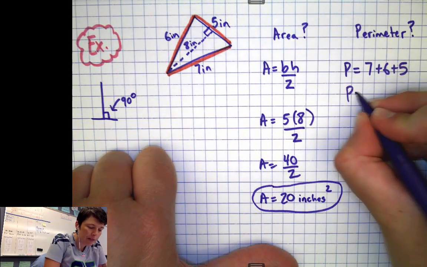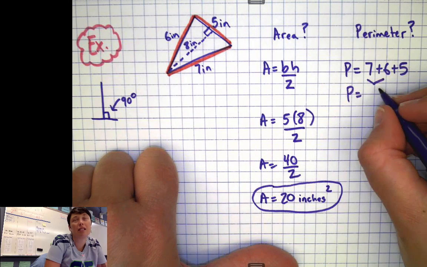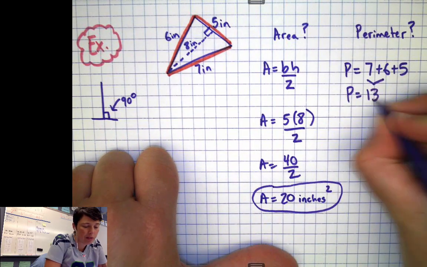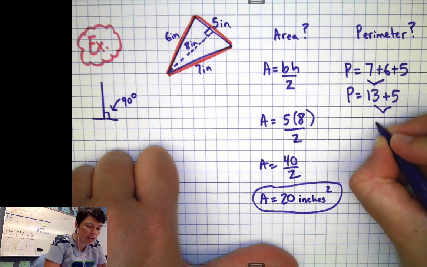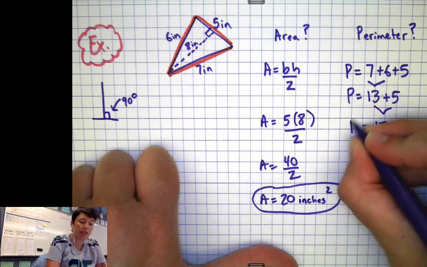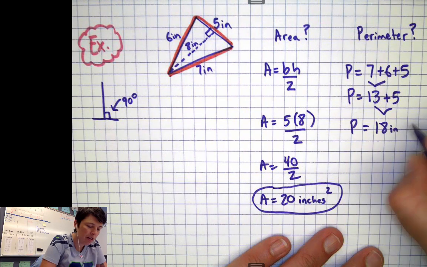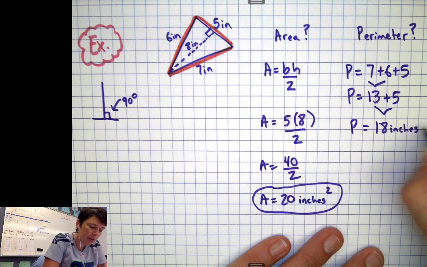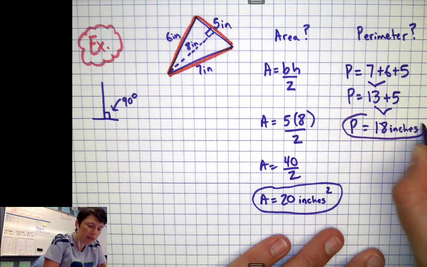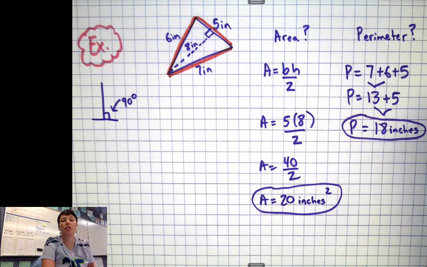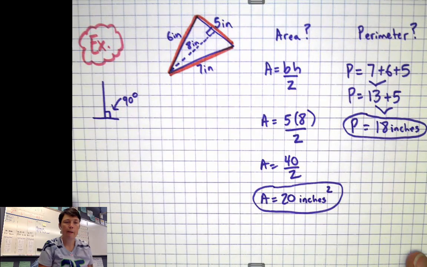So let's see, 7 plus 6, 6 and 6 make 12, so that must be 13, plus 5. And 13 plus 5 is 18. So the perimeter is 18. And we're going to say inches because we're measuring in inches around the triangle. Inches. And there's our answer. No square this time. We're not measuring squares. We're just measuring how long is the distance around the triangle.